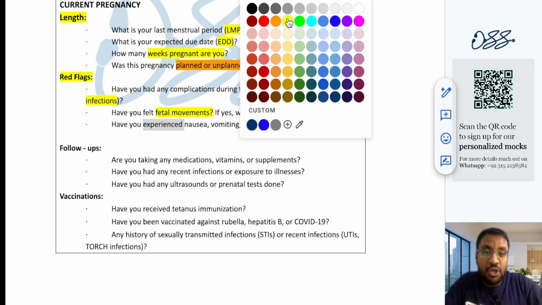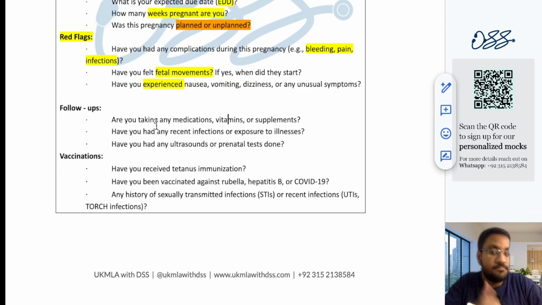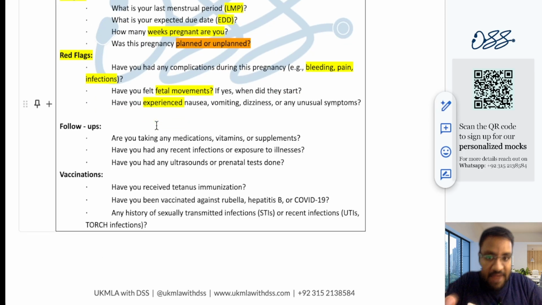All right. So these are the three aspects to the red flags. Any complication like bleeding, pain, or any infections. Then have you felt any fetal movements, any movements of the baby inside your womb? And then have you experienced any nausea, any vomiting, any dizziness, or any unusual symptoms that you may want to talk about? Try to explore them. So the second aspect, first is the length, second is exploring the red flags.